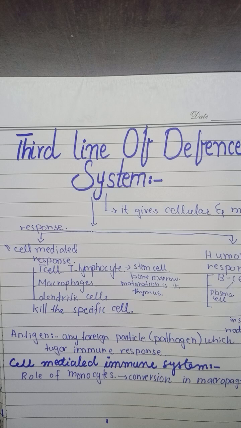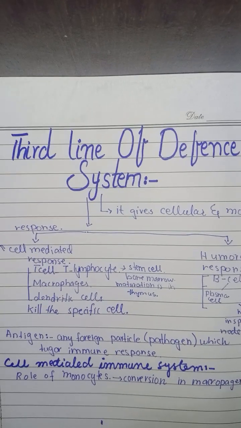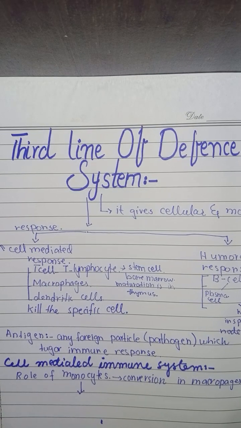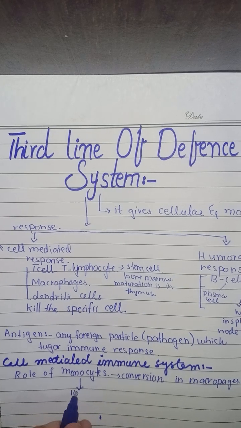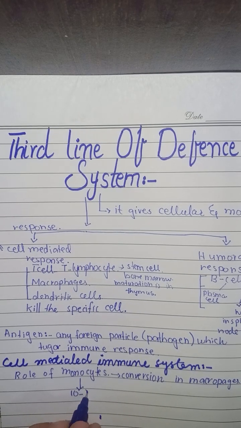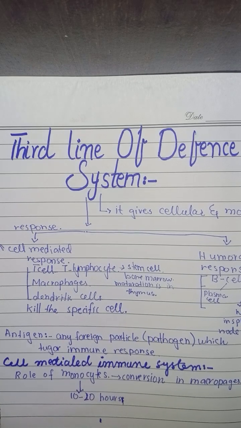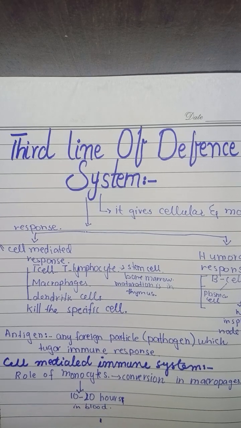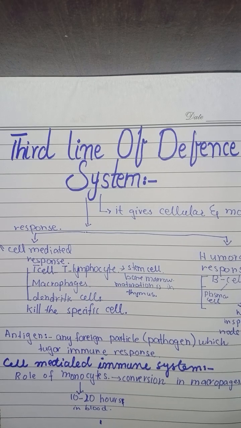Okay, so let me tell you. The monocytes have one major thing: they can stay in the blood. This is the one most important thing, like monocytes can stay 10 to 20 hours in the blood.